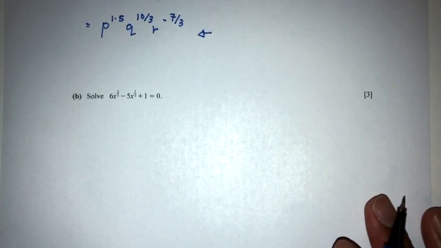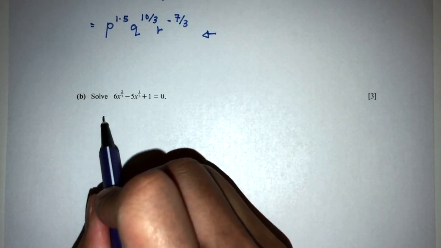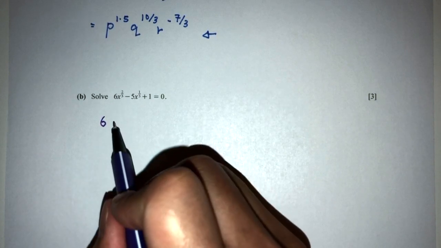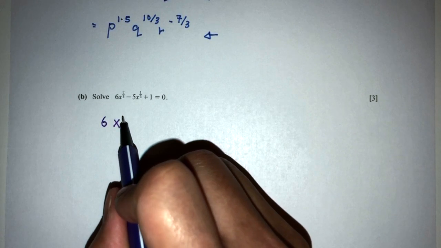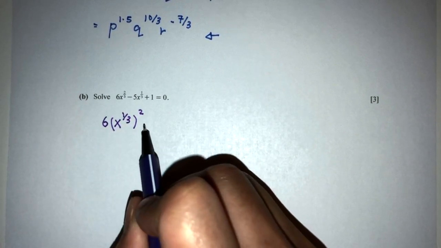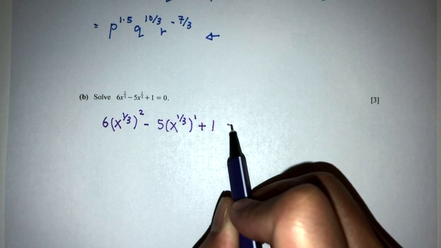Now moving on to part B. So here we have to solve the equation. Solving means we have to find the value of x. So step by step, the first thing we can do is realize that here we have 6, but we can break this down into pieces. For example, x power 2 over 3 can be written as x power 1 over 3, all squared, minus 5 times x power 1 over 3 plus 1 equal to 0.